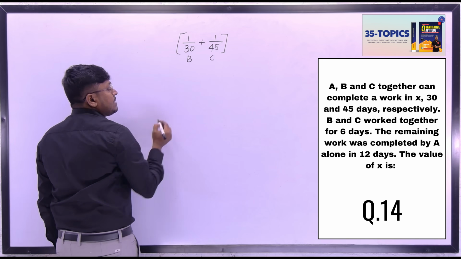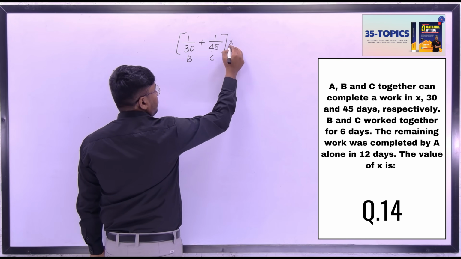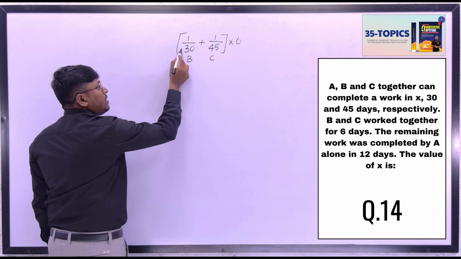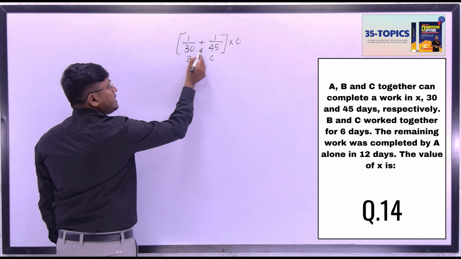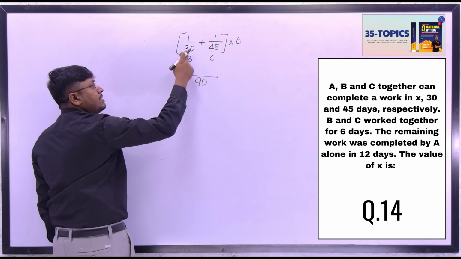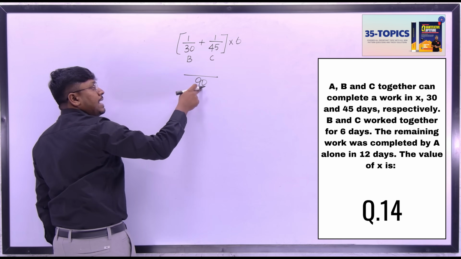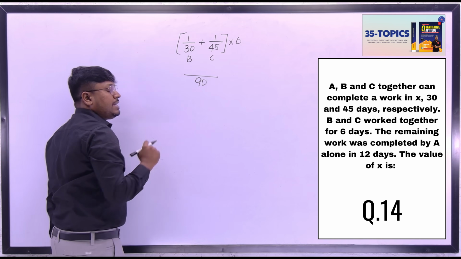So now what they are saying is both the persons are working initially for 6 days. So now what we can do here is, I think we can take LCM 90 here, because 45 is the bigger number, but 45 is not a multiple of 30. 45 twice will be 90. So now 90 is the multiple of 30. So 90 will be the LCM.